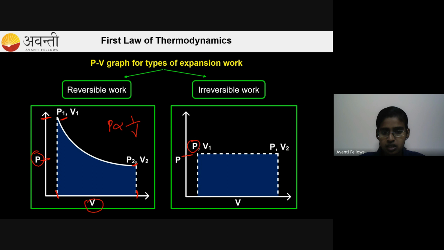Coming to irreversible, here the pressure is remaining constant. You see here, in both the cases, pressure remains constant, but volume is increasing from V1 to V2. Even if the pressure remains constant, the volume is increasing. So that type of work is called irreversible work.